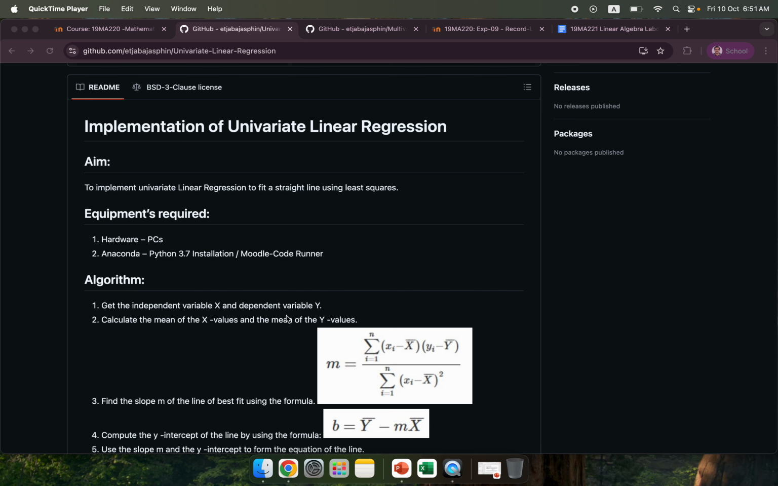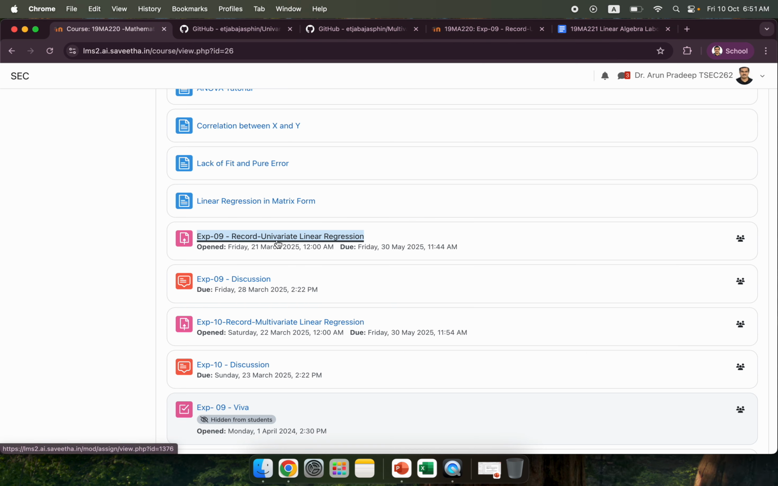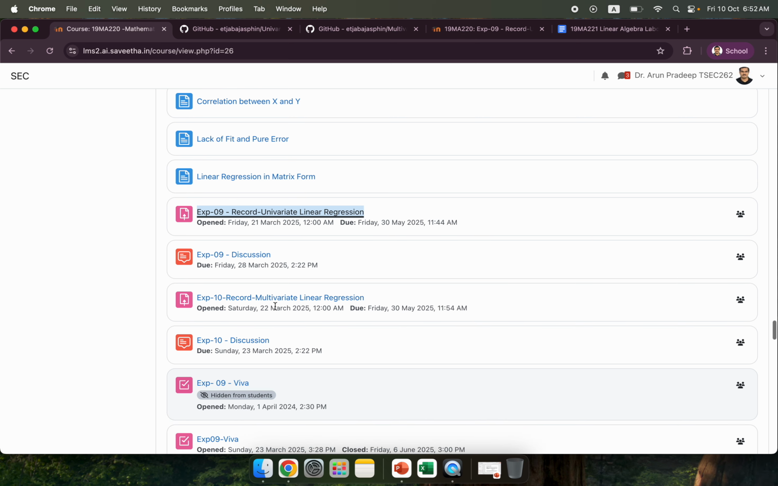Good morning, dear students. So today we'll be seeing the two other experiments, that is the ninth and the 10th experiment that is available in your course 19MA220, which is univariate linear regression, and the 10th experiment, multivariate linear regression.